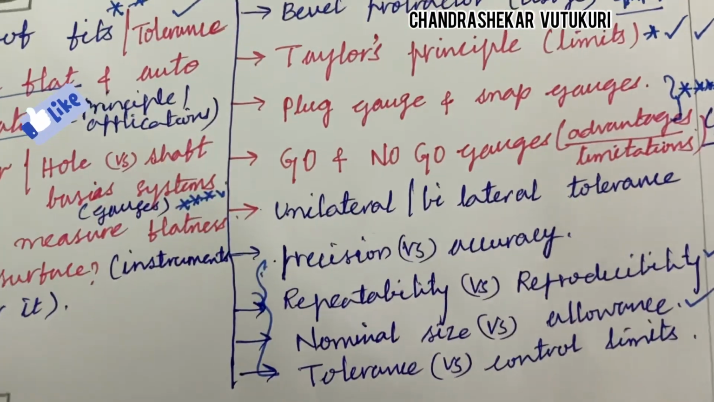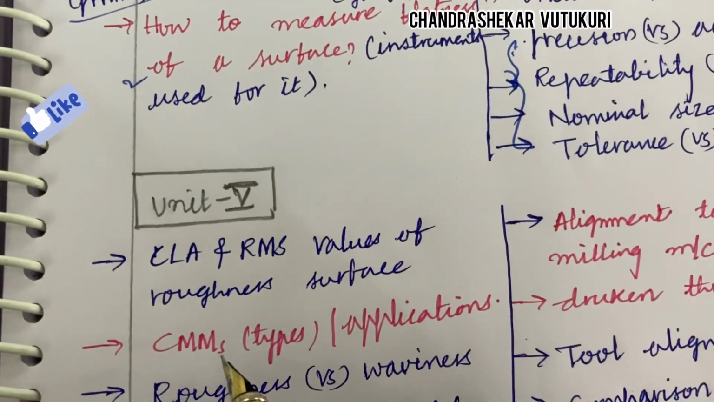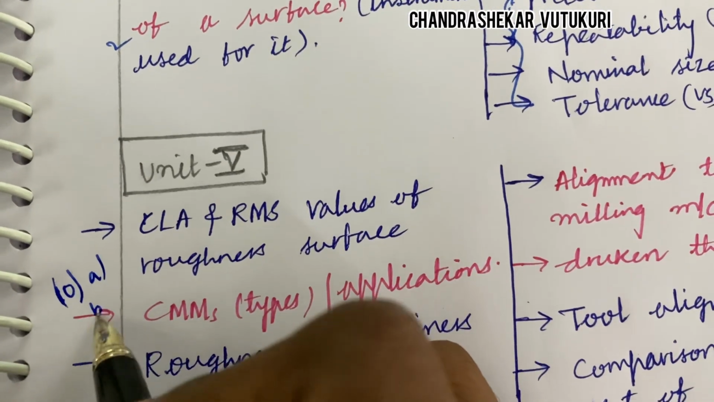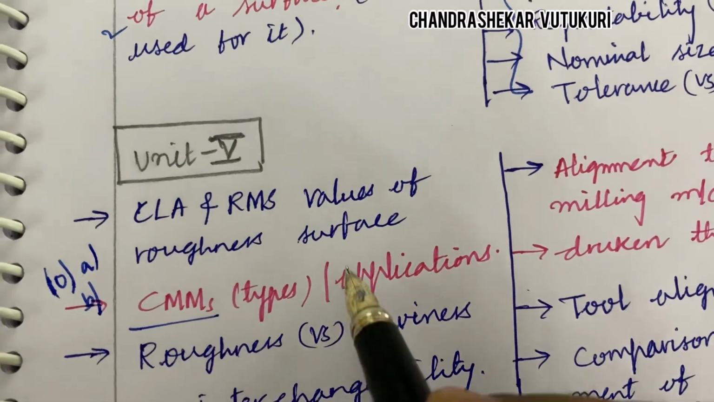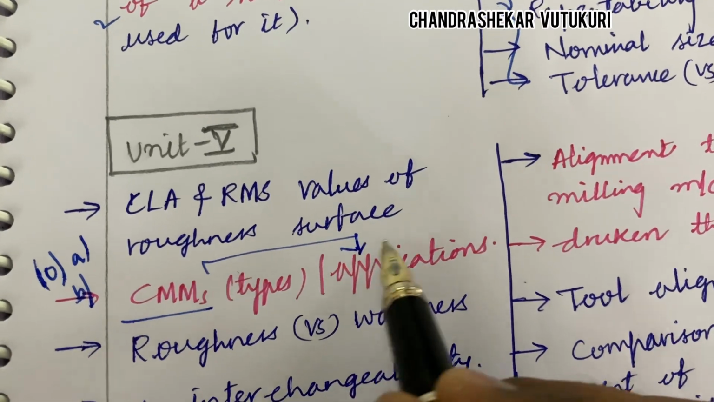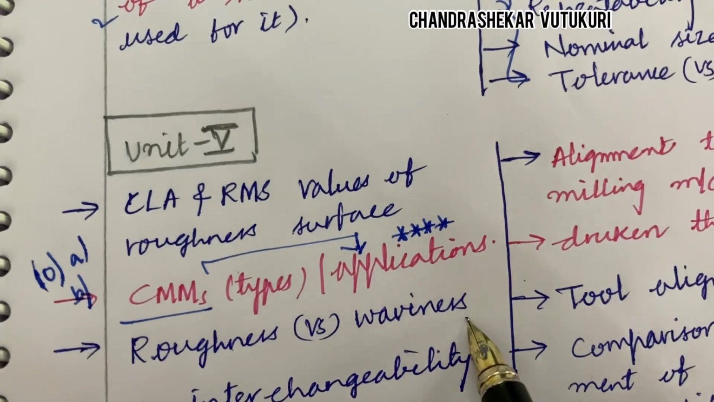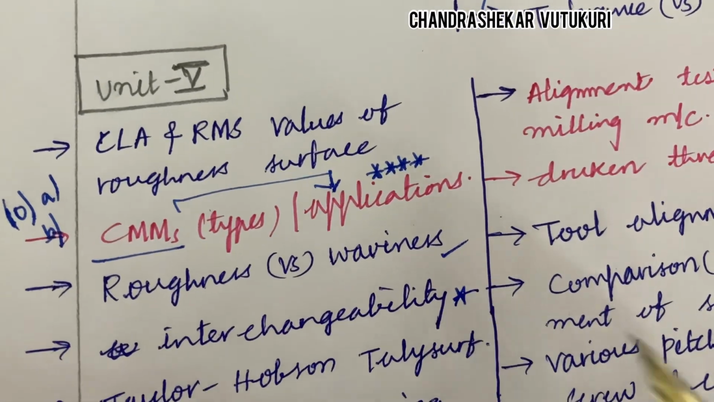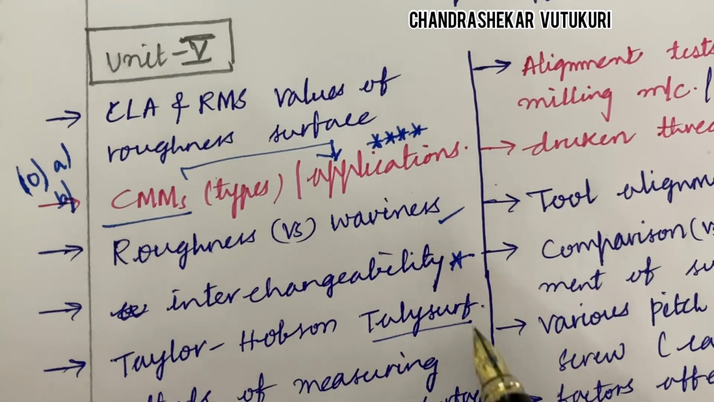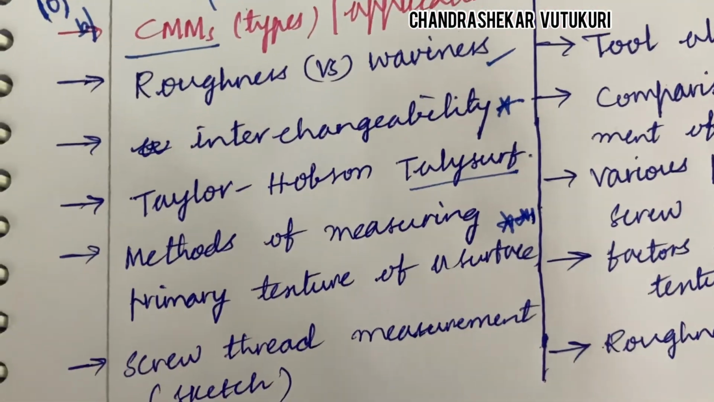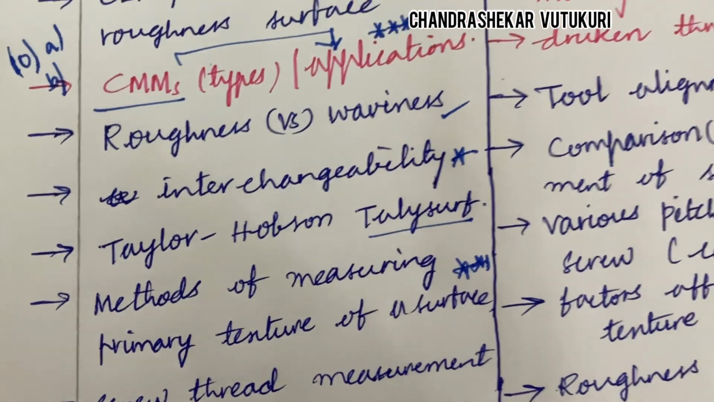The last 2 units are about metrology. CLA and RMS values of roughness, surface plate may be a 10A and 10B question. Types of CMMs and the applications is said to be a very important and gunshot question. Roughness versus waviness. Interchangeability, the short question. Taylor-Hobson Talysurf, and the methods of measuring the texture of a surface is also very important. Screw thread measurement along with the sketch.